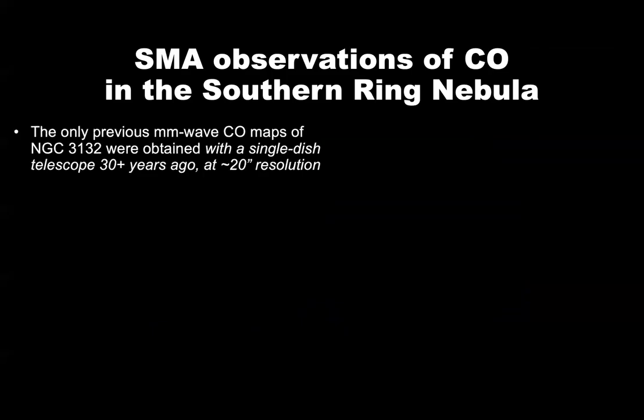So subsequent to the JWST imaging coming out in JWST's first image release, we used the Submillimeter Array on Mauna Kea to look at carbon monoxide in the Southern Ring Nebula. The only previous maps of carbon monoxide in the Southern Ring were obtained more than 30 years ago. It was kind of astounding to me that no one had bothered to look, in 3 decades, at this object, which is pretty well studied otherwise.